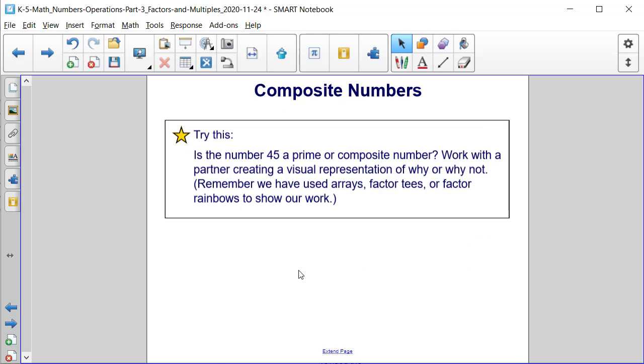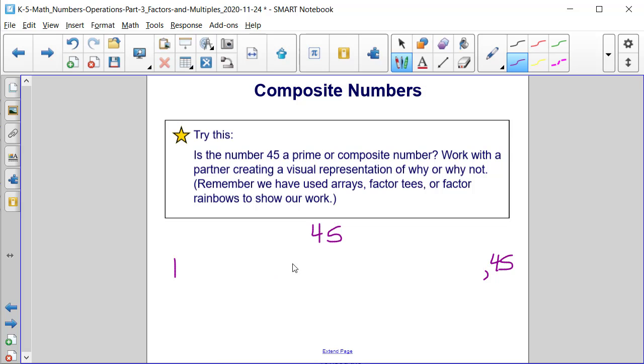Try this question. Is the number 45 a prime or a composite number? Try creating a visual representation of why or why not. Examples could be with arrays, factor trees, or factor rainbows to show work. So let's actually take a look at the number 45. We obviously know that 1 and 45 are 2 of its factors. But what are some other factors of 45?